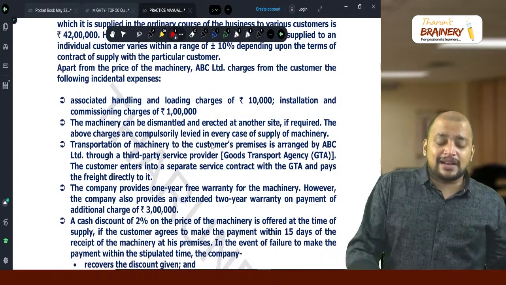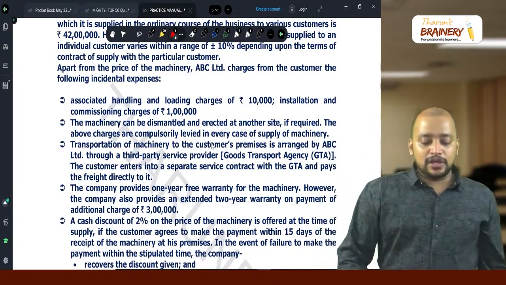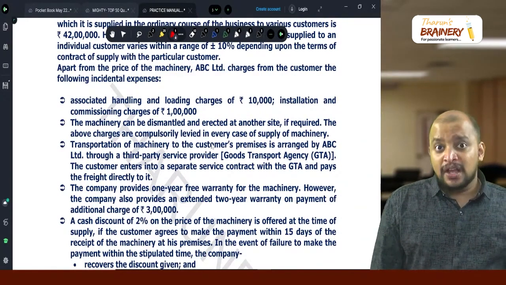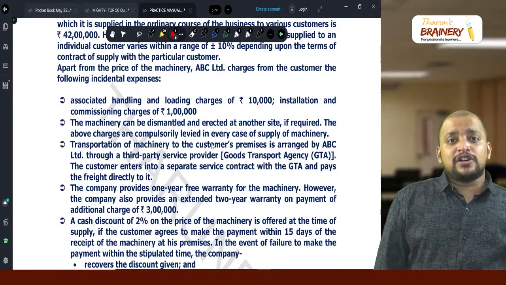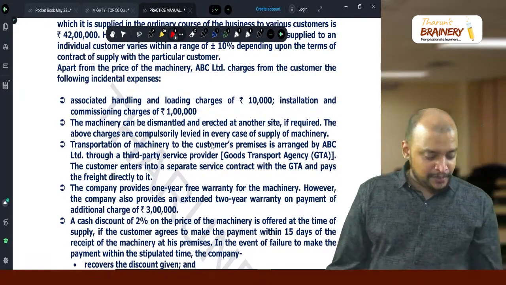The above charges are compulsorily levied in case of supply of machinery. Means what? This 10,000 and 1 lakh is incidental expenses and it should be included in the value. Why should it be included in the value? Because incidental expenses charged by the supplier to the recipient should be included in the value.